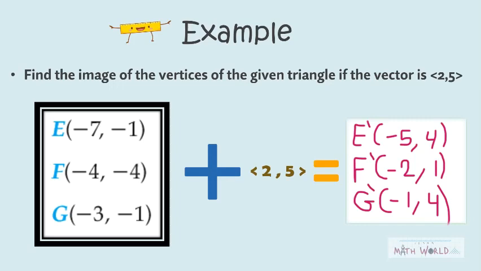Now, if you take a look at point F, it's -4 and -4. If you add the first -4 to 2, it will be -2. And if you add the second -4 to 5, it will be 1. And the last point G, if you add -3 to 2, it will be -1. And if you add -1 to 5, it will be 4.